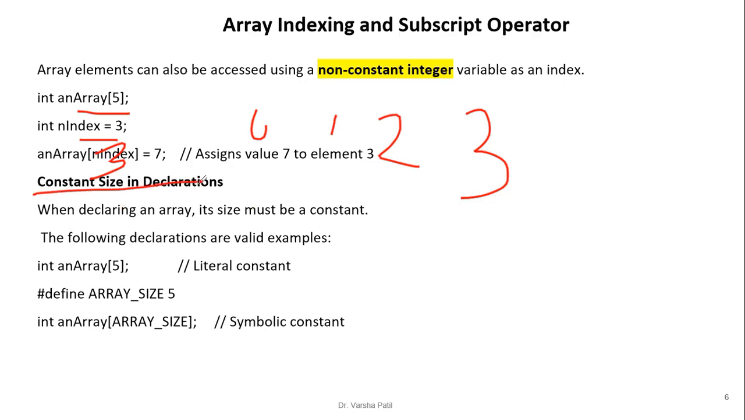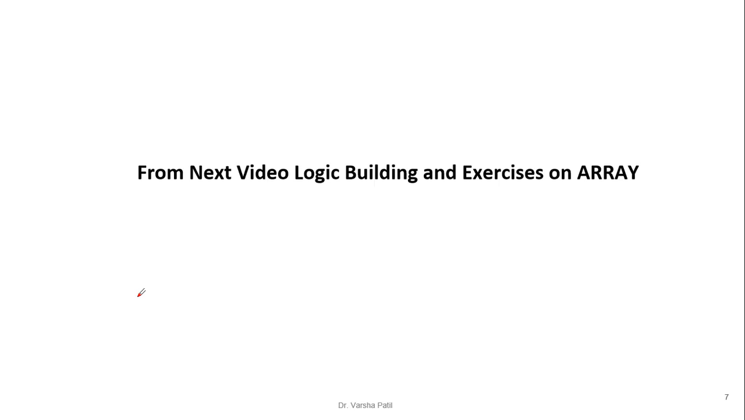Next we will see constant size in declaration. When declaring an array, its size must be constant. For example, int an_array[5]. So here it is a literal constant. We can declare in another way also, like #define ARRAY_SIZE 5. This is a preprocessor directive, and we define the array size as 5. So we can declare int an_array[ARRAY_SIZE]. It will take the array size as 5, and that is nothing but a symbolic constant. So in this way also we can declare the array.